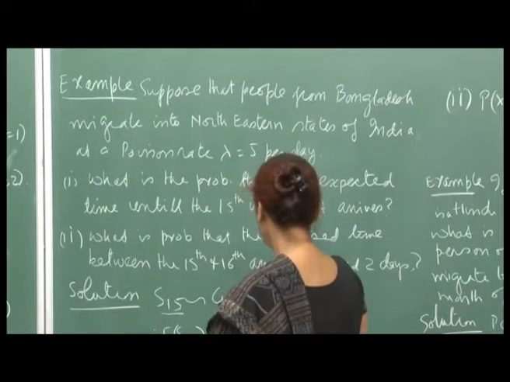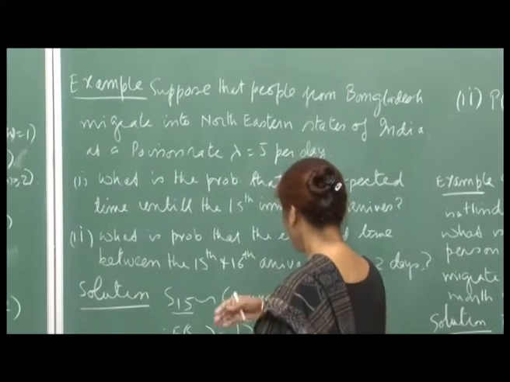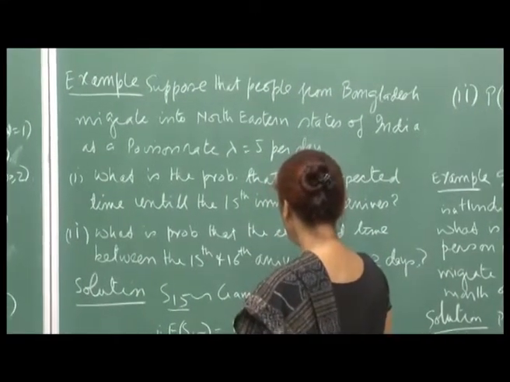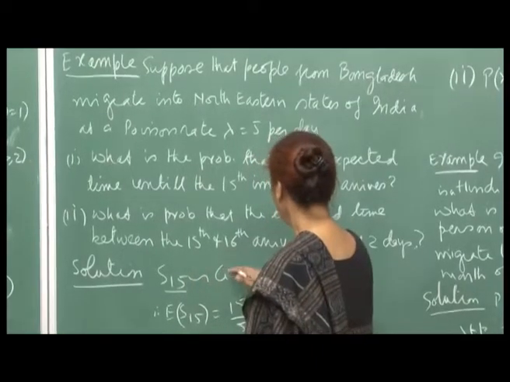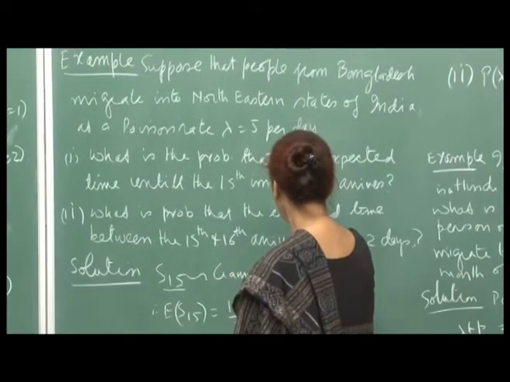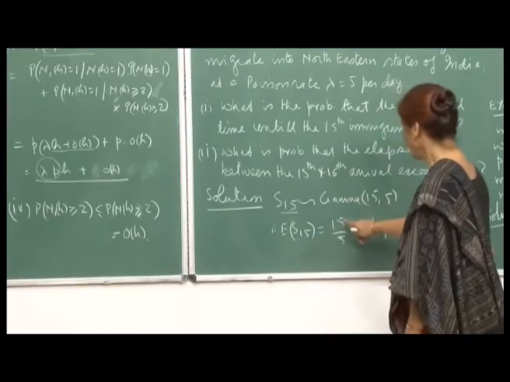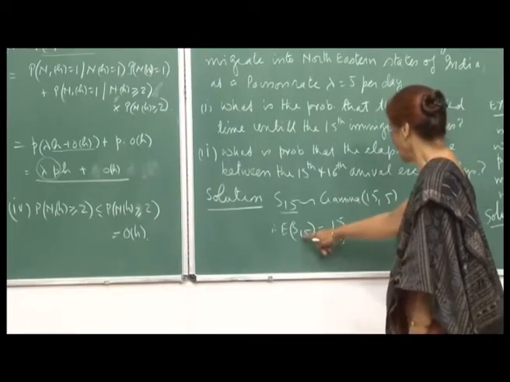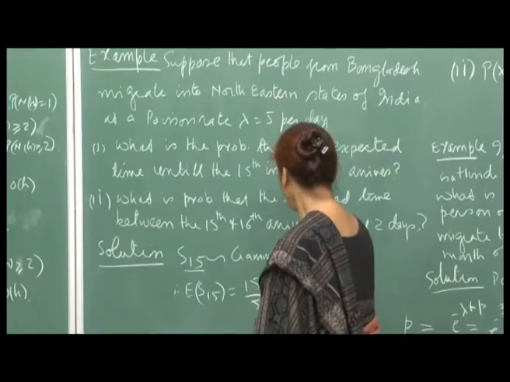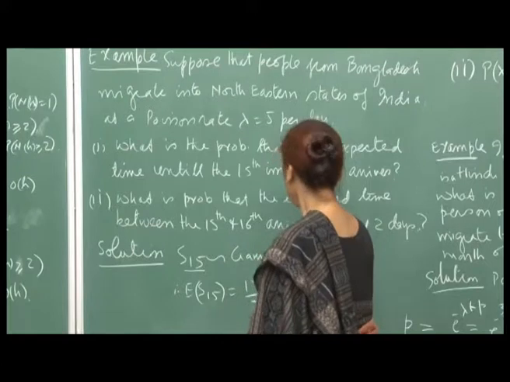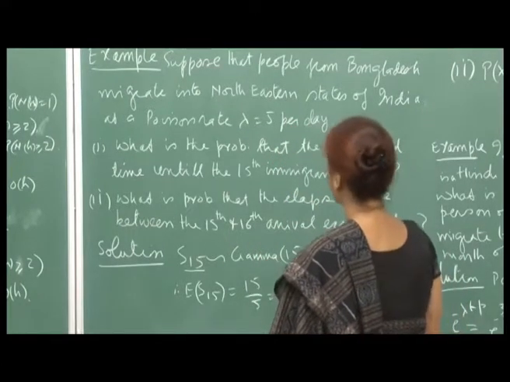S15 is gamma(15, 5) by the result that we arrived at some time ago, because it will be X1 plus X2 plus up to X15, and so that will be gamma(15, 5), and the expected value is 15 upon 5. Remember, because this is gamma, this is n upon lambda. So, this will be 15 upon 5, which is 3 days. So, the expected time until the 15th immigrant arrives, fine.